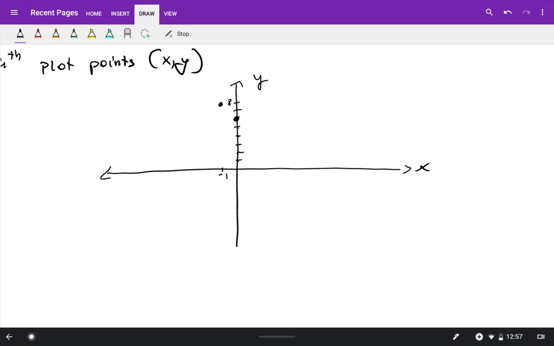And the last one was 1, comma 4. So 1 on the x-axis, and we're going up 4. 1, 2, 3, 4. 1, comma 4. Okay. And the graph creates those 3 points, which are just examples of infinitely many solutions, but the graph of the linear equation is a straight line. So this is 2x plus y equals 6. I want to explain that every single point on the straight line is a solution of the linear equation.